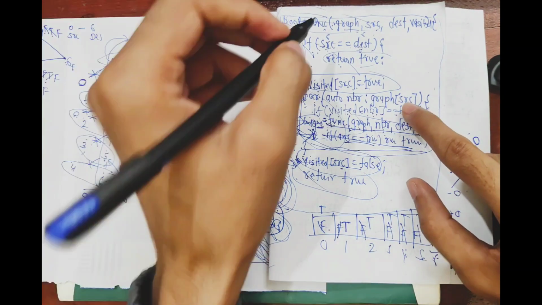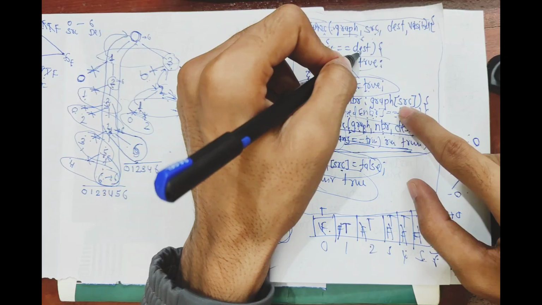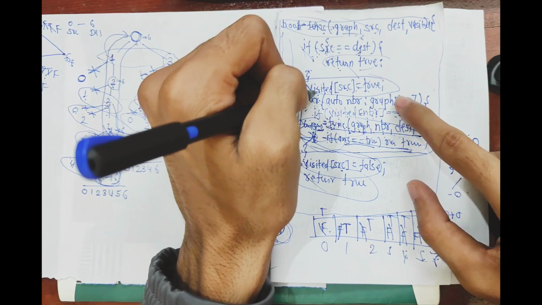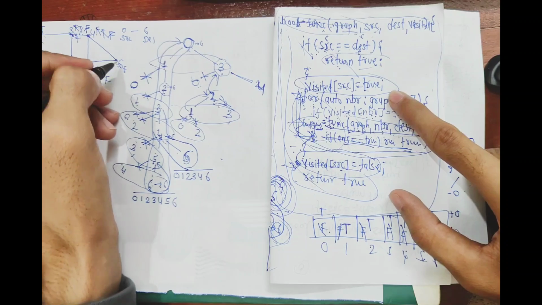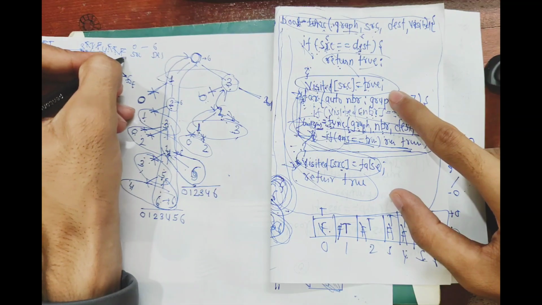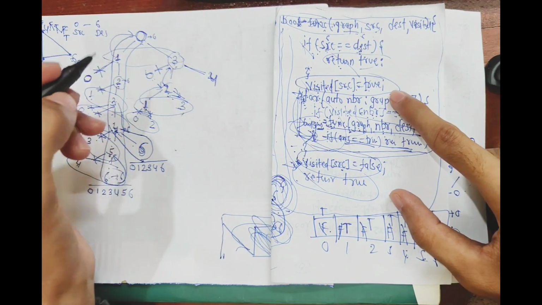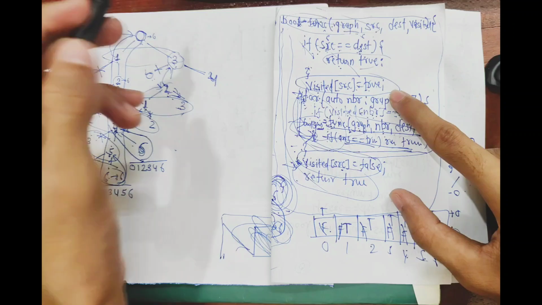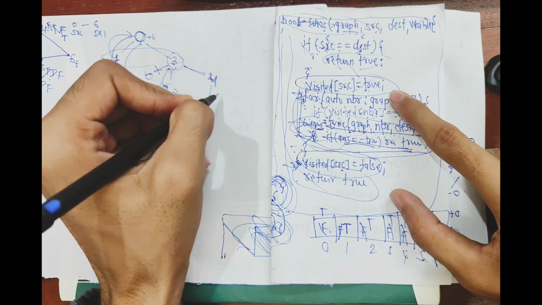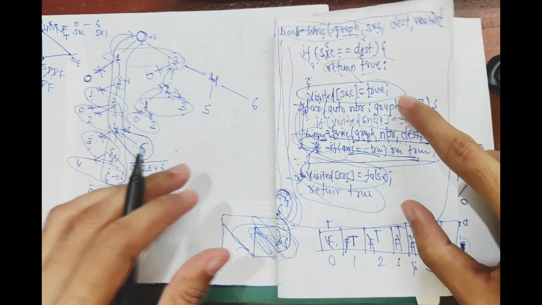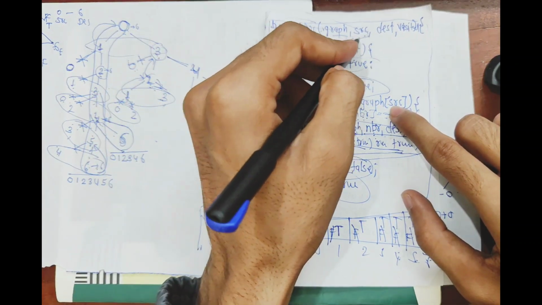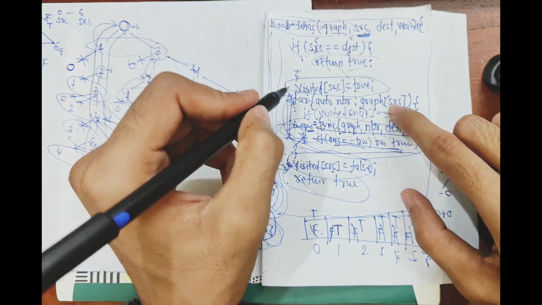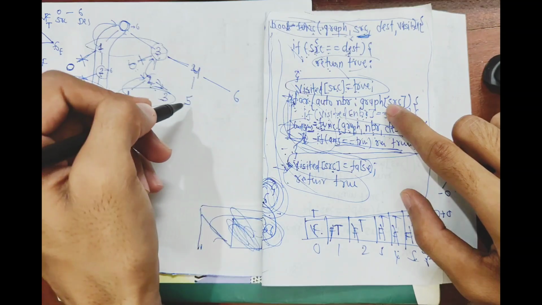Now we are at 4, right? 4 is not equal to 6, so this will not run. Now we have to mark 4 as true, so we will mark 4 as true, right? Now 4's neighbors are 5 and 6, right? Now we are at this position for source node as 4.